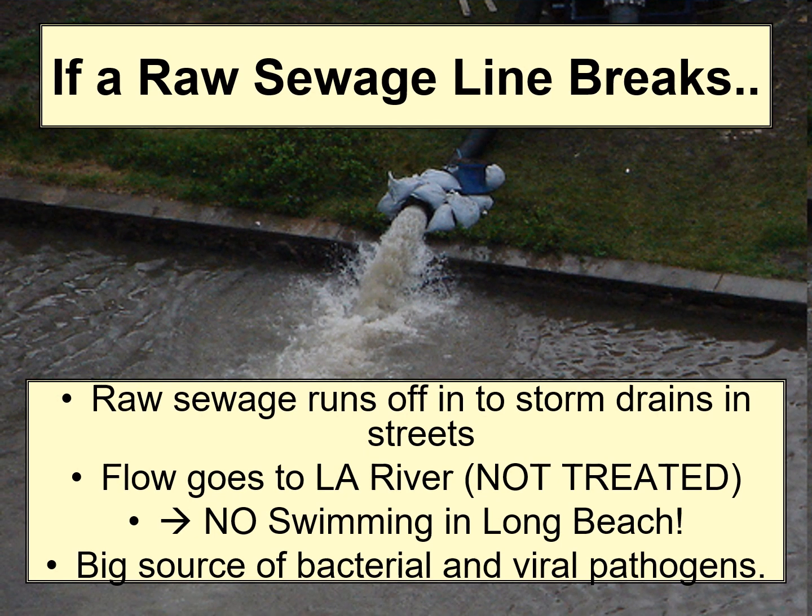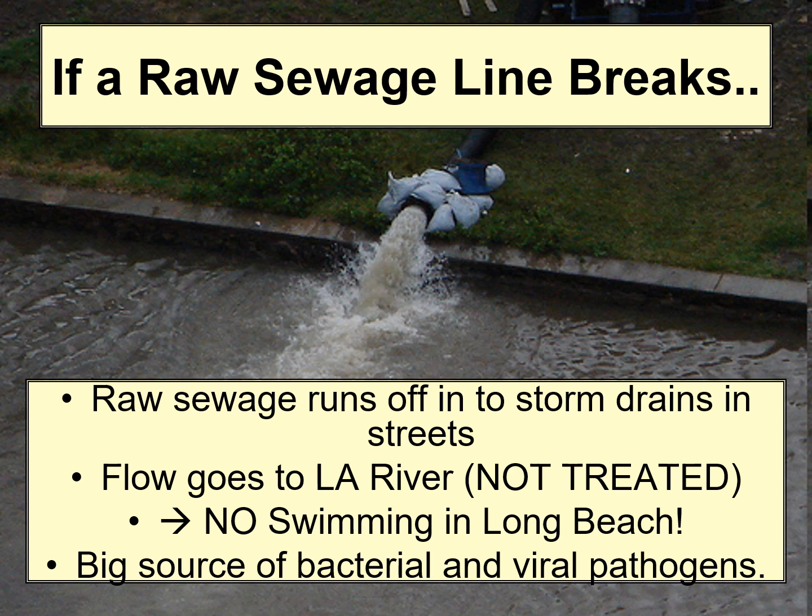When a raw sewage line breaks, whether it be from a home or a business, that raw sewage runs onto the street or into the ground, and it will eventually end up in some place called a storm drain. Do not get storm drains confused with sewer lines. Storm drains are kind of holes that are in the ground, and they're used to remove flood water from the city relatively quickly.